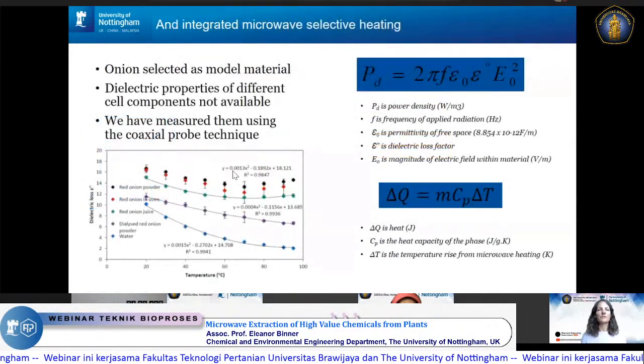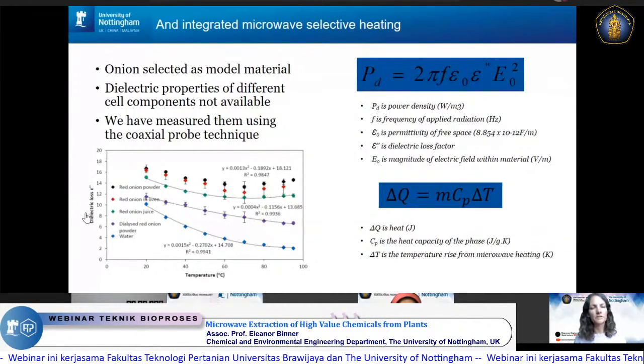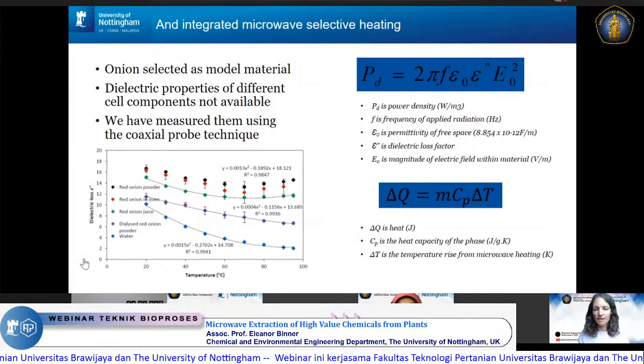Because we're a multidisciplinary group, other researchers in the group have then measured the dielectric properties of biomass materials for him to put into his model. Now, the base case that we use is onion, and the reason we do that is because onion cells have a lot of data about them, and they can easily be observed under a microscope.